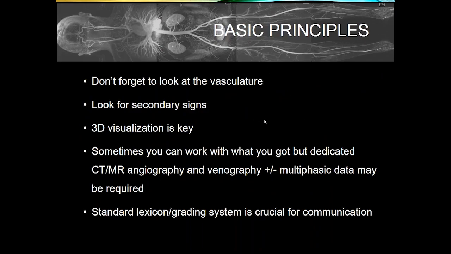So most importantly, don't forget to look at the vasculature. This should be part of your routine check of imaging, whether it be CTA, MRA, or conventional CT or MR of the abdomen and pelvis. Look for secondary signs of vascular compromise, such as ischemia. It's important to look and use multiplane reformats and any other 3D tools that can help better measure the vessels, as well as look into the lumen of the vessels and assess for stenosis, for example.